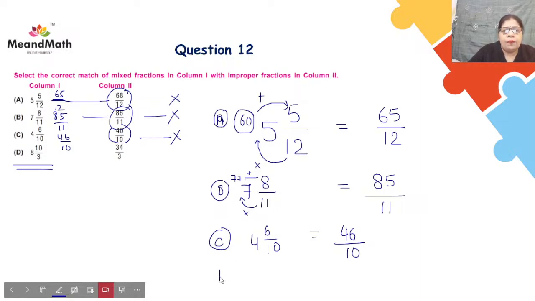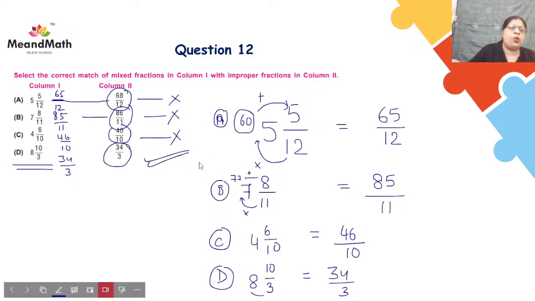So let's check. Option D, 8, 10 by 3. We multiply the whole number and the denominator. 8 threes are 24. 24 plus 10 is 34 by 3. Oh, yes, at least one option we have got correct. This is absolutely correct. So option D over here is correct.